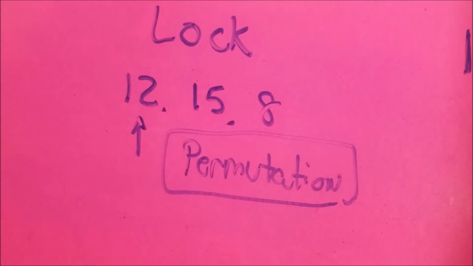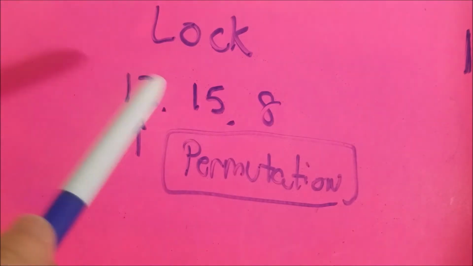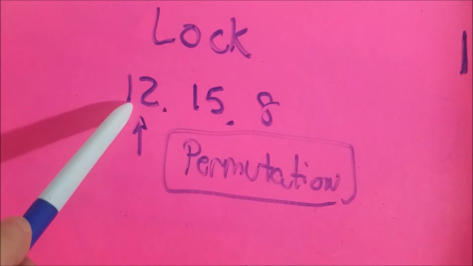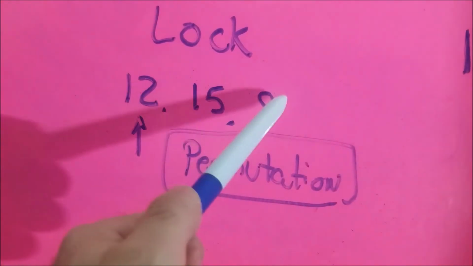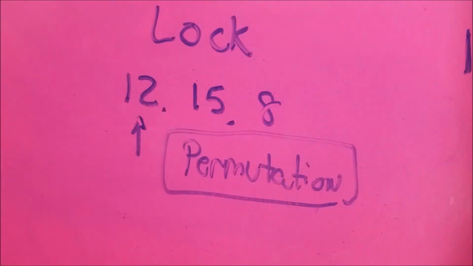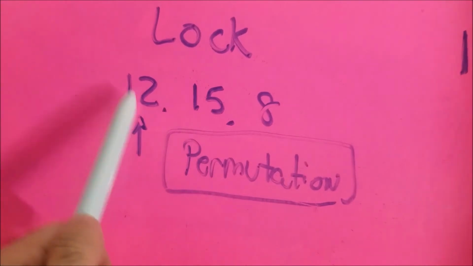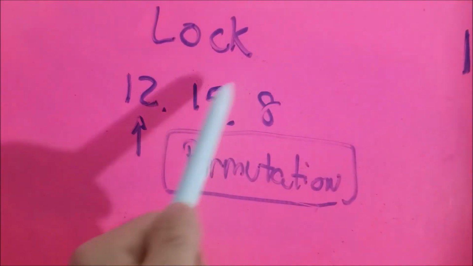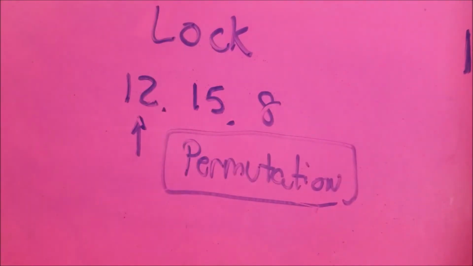So let me review that again. If this was a combination, then 8 could come first, or 12 can come in the middle, or 12 can be last. But it's not. It's a permutation. 12 has to come first based on this sequence. It has to come first. Order matters. It's a permutation.